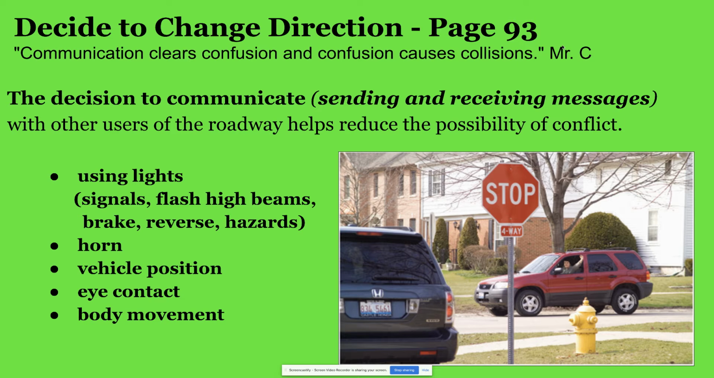The other element is changing direction. And to do so, you may have to make the decision of how to communicate. As you see on the slide, it says communication clears confusion, and confusion causes collisions. That's what we want to do, is to avoid collisions. I believe there's no such thing as an accident. Things just don't happen. Things happen because of confusion between roadway users. So we're going to help you understand how to send and receive those messages to help reduce any possibility of conflict with other roadway users.